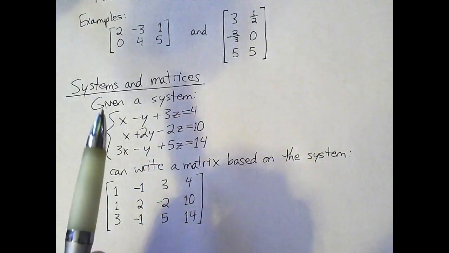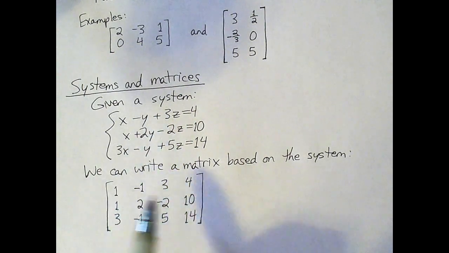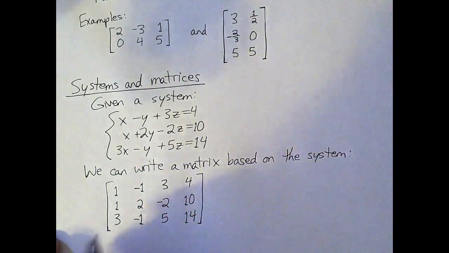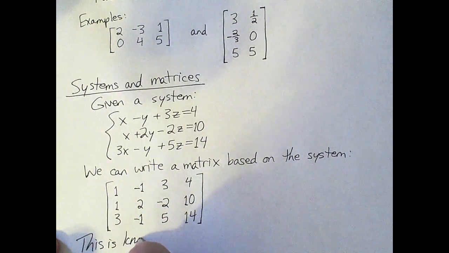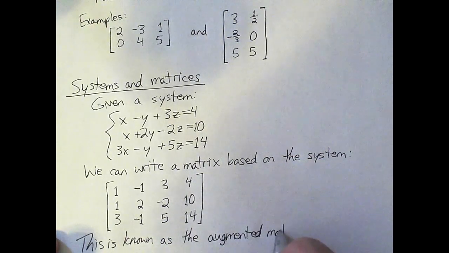We don't put the little squiggly bracket on the left side. And we don't write the x, y, or z. We just extracted all the numbers. And this is known as the augmented matrix of the system.